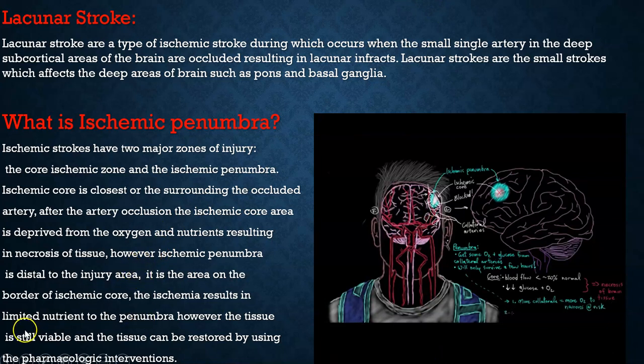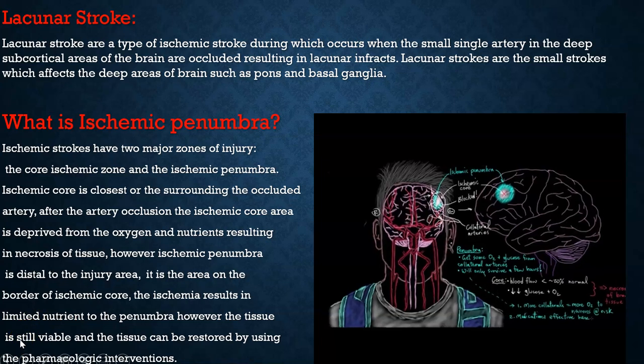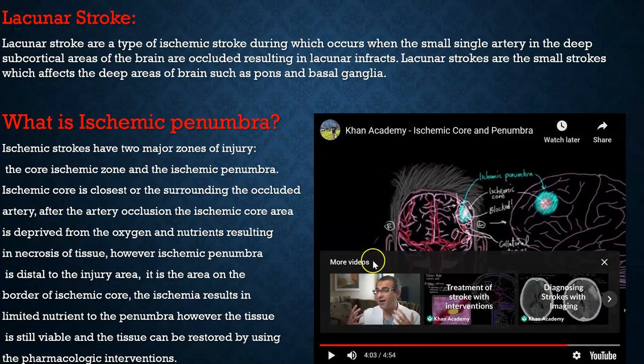And the second thing is that the penumbra is the area where medications are most likely to be effective. So what does that mean? Okay, so ischemic penumbra is the tissue which is still a little bit viable and can be restored if the intervention is provided on time, okay? But it might die if the intervention is too late. So ischemic penumbra is the outer layer or the distal part of the ischemic zone or the core zone.